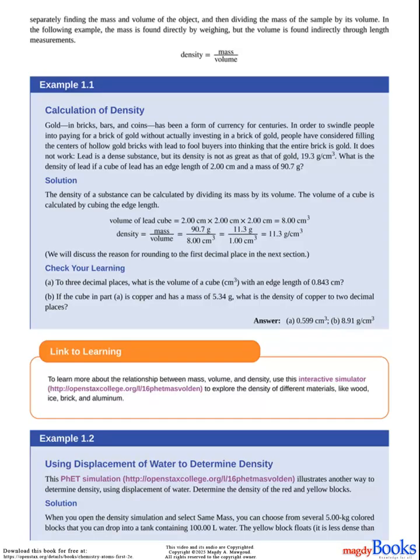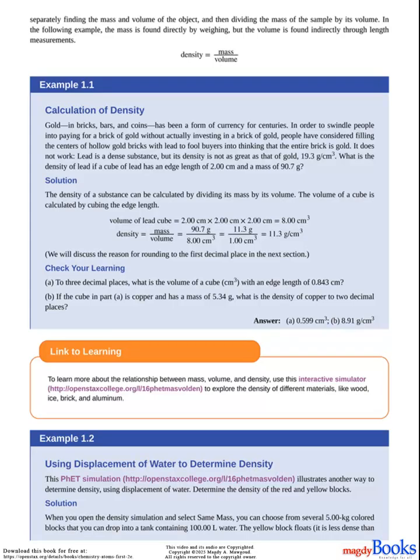Lead is a dense substance, but its density is not as great as that of gold, 19.3 gram per centimeter cubed. What is the density of lead if a cube of lead has an edge length of 2.00 centimeter and a mass of 90.7 gram?